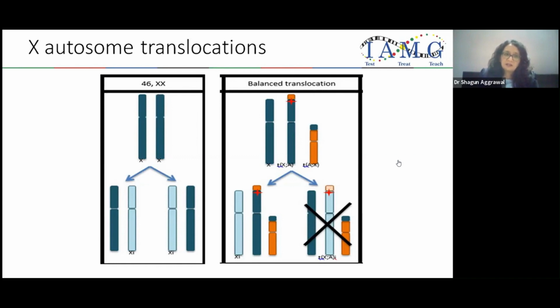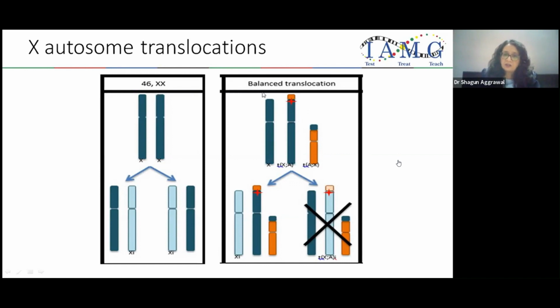Or there can be certain other mechanisms, like if somebody has an X-autosome translocation. In such a case, if we see a normal individual, these are the two X chromosomes. In the cells, one is getting inactivated, the one being shown shaded lightly. So in two different cells, one copy and the other copy are getting inactivated respectively.